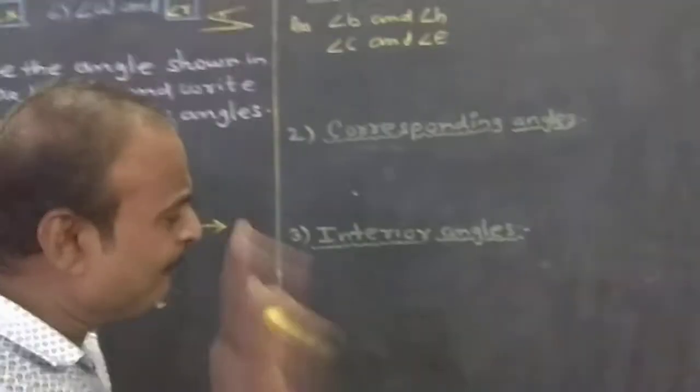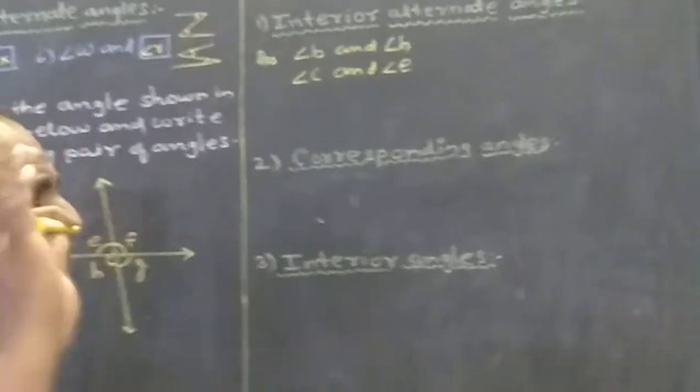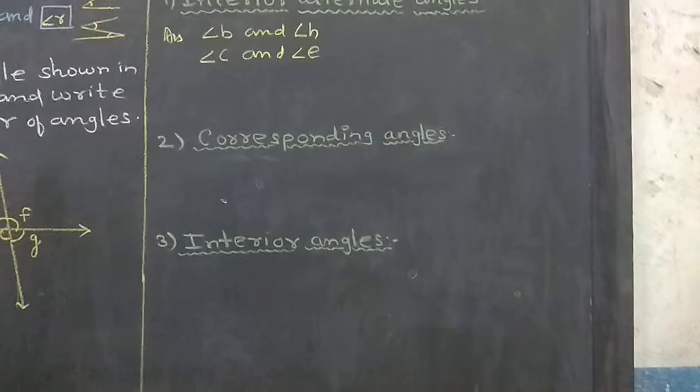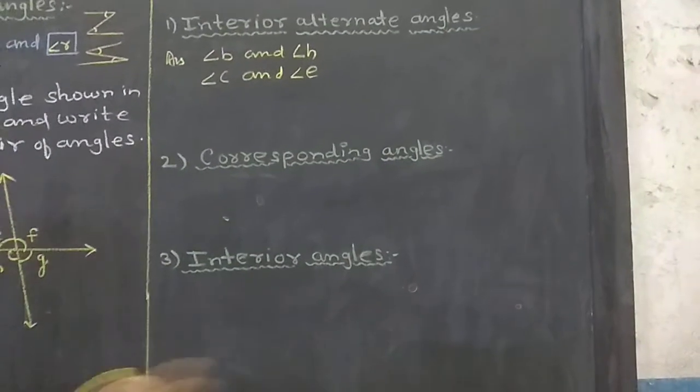You only have to keep in mind that if alternate angle is asked, you have to always think about the shape of Z. If a shape of Z comes to your mind, you will never do a long question.